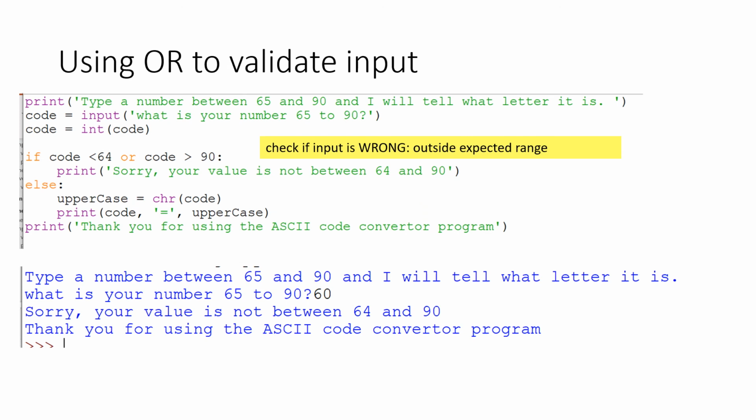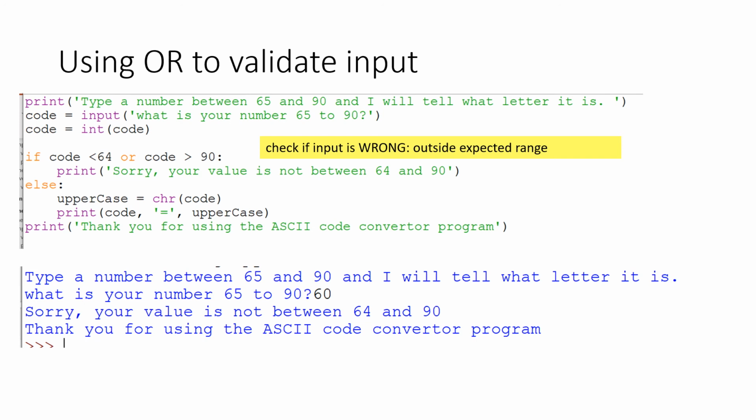Here we have the example that you're going to do to practice the use of OR. We're going to use it to validate input. So with exactly the example that I was just telling you, to find out if a value is outside a range. So this is the same program as before. You can edit the program that you were working on to convert from the ASCII code to the character.